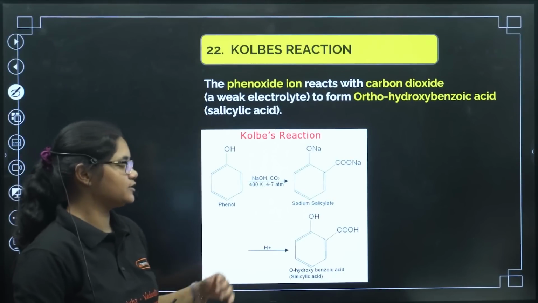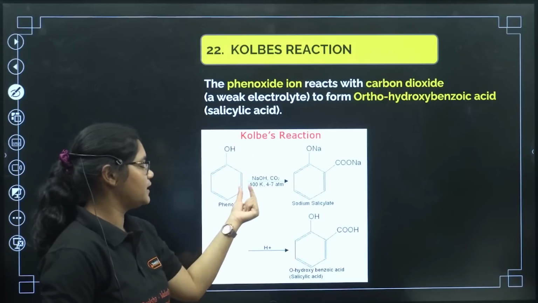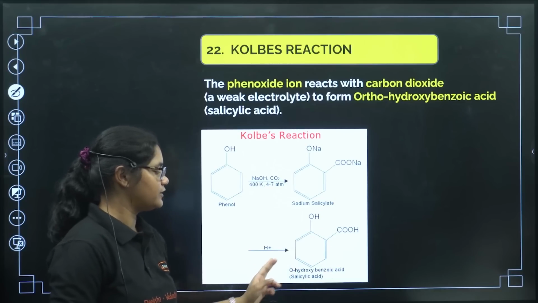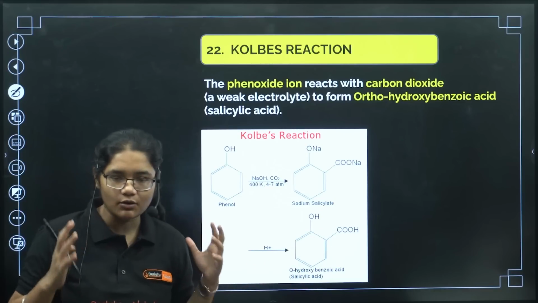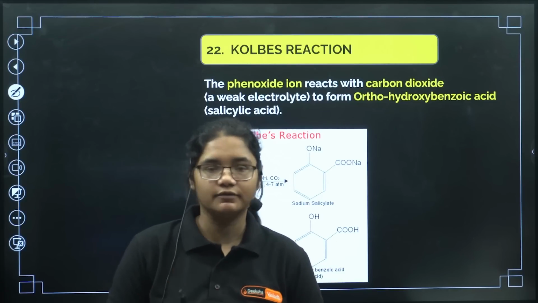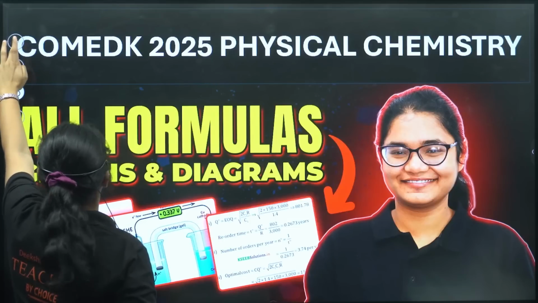Next we have your Kolbe reaction. Okay, Kolbe reaction is also for production of salicylic acid. You have to take phenol, then NaOH and CO2, you will get sodium salicylate, and then on hydrolysis you will get salicylic acid. Okay, so with this we have covered all the important name reactions. Just go revise these name reactions, and now we will move towards important physical chemistry formulas and diagrams.